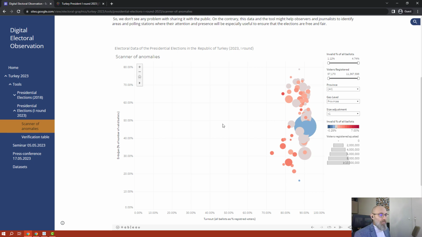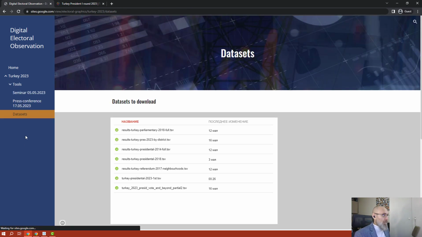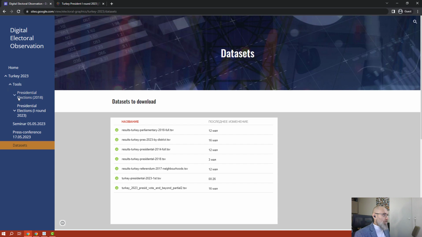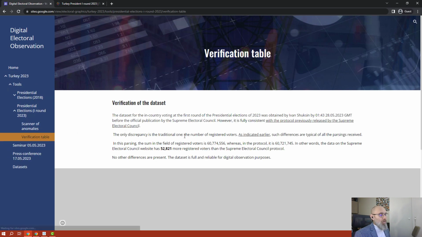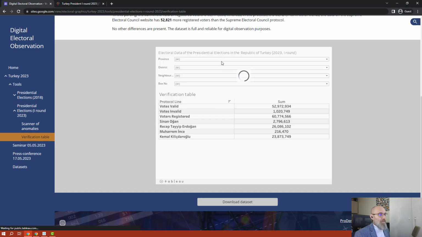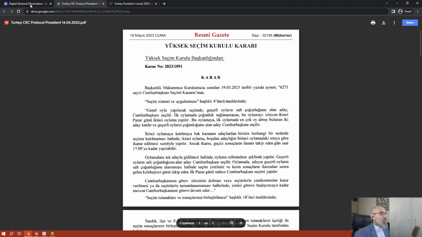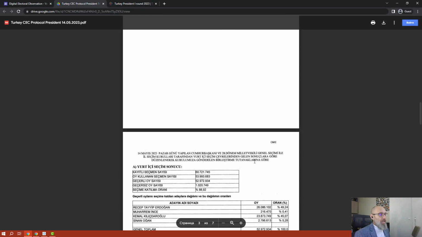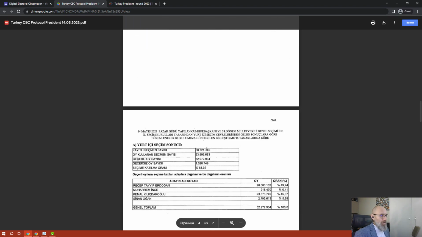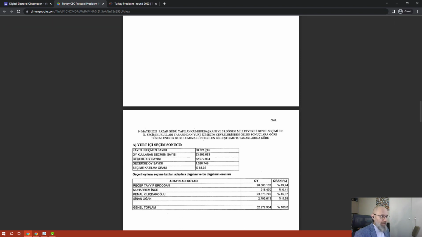Of course, you can do it whatever you like. And of course, you can verify that this data set is authentic. You can go to the data set, or no, don't go there. You can go to the verification table. You will see the data. You will download the official protocol from the Central Election Commission, and you will see that the results are identical with the exception of this figure.